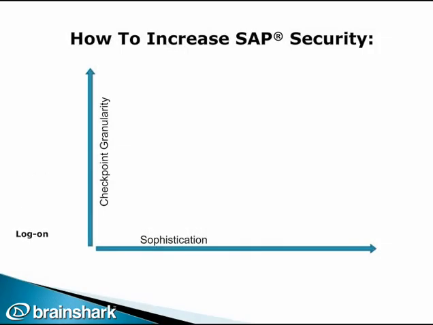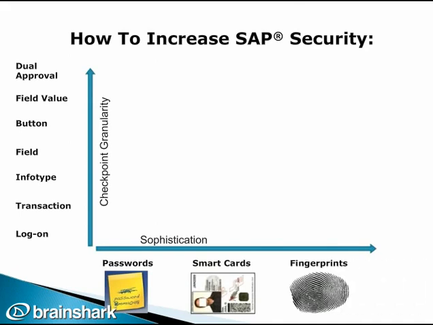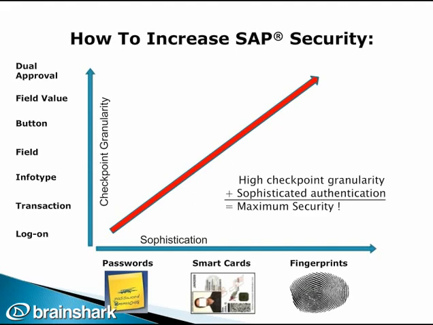This graph shows how granularity can progress beyond the simple logon to transactions, info types, fields, buttons, and so on. It also shows the progression from passwords to smart cards and fingerprint scans. Combining these two variables on a user-by-user basis will maximize your security. Most SAP installations are as shown in the bottom left quadrant of the graph, using only logons and passwords.